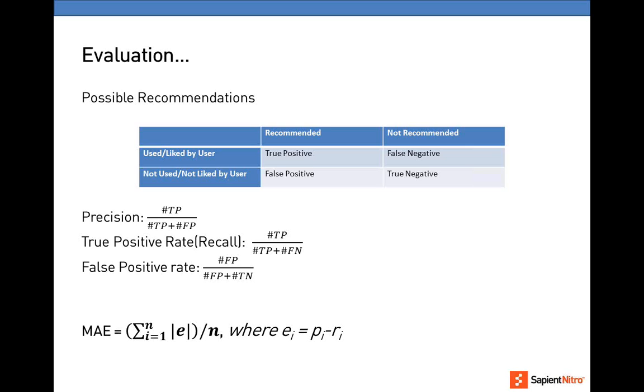We are showing it but it's false. And the last is the true negative. We don't want it, we did not show it. So there are three major factors by which we can evaluate the possible recommendations.